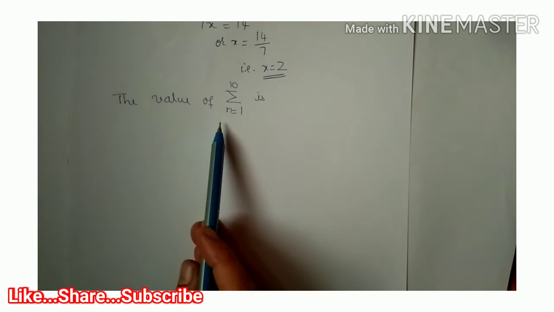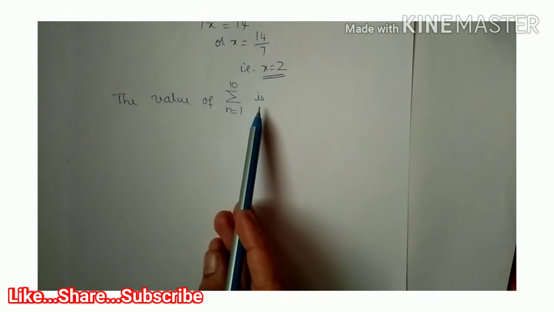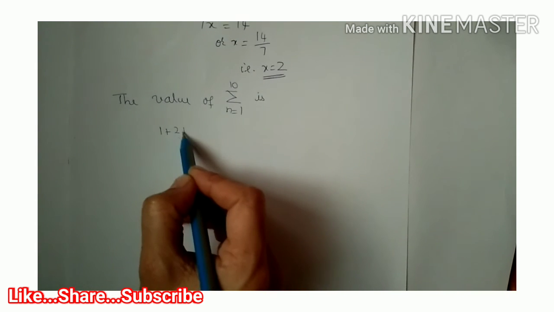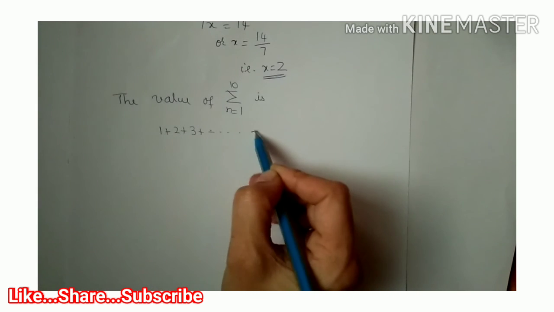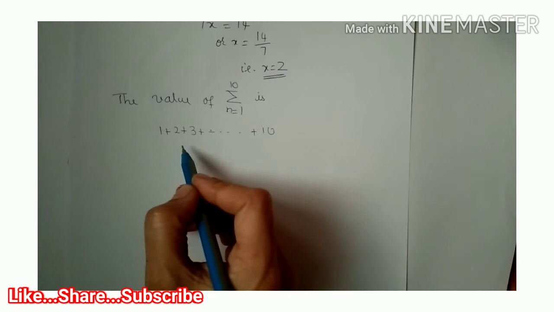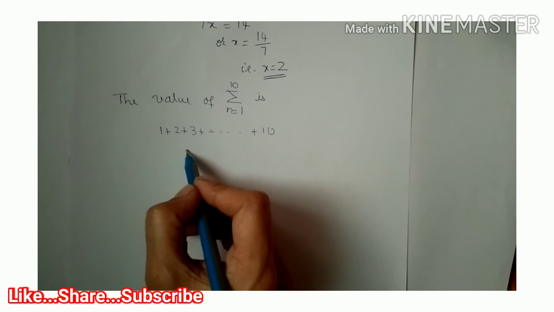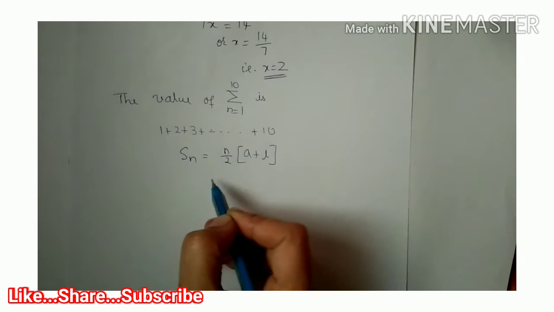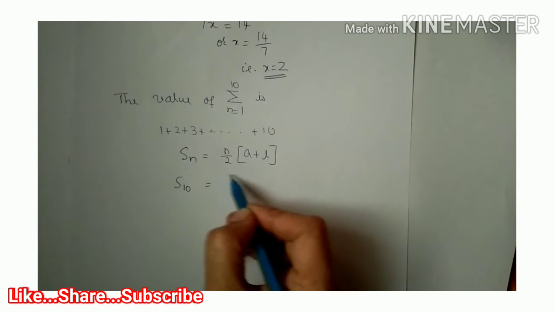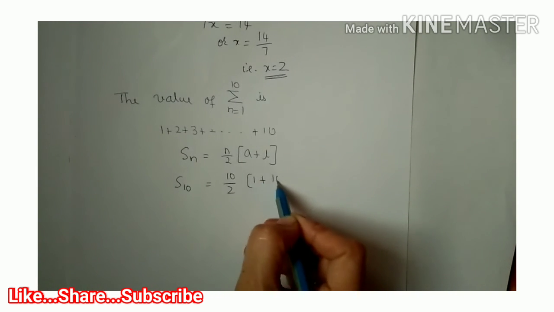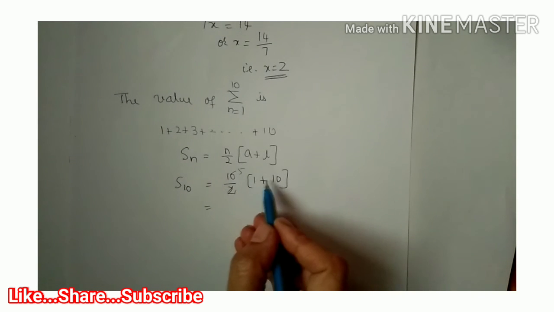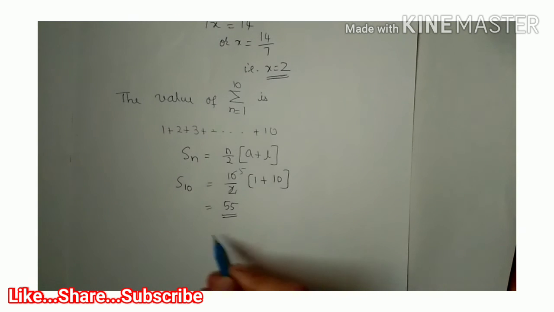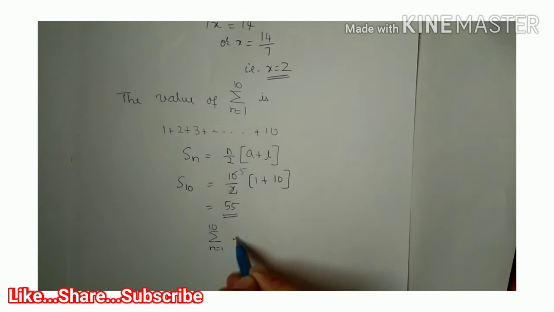Next example, the value of summation n is equal to 1 to 10, that is 1 plus 2 plus 3 up to 10 terms. Here we need to find S10. Using the formula Sn is equal to n by 2 times (first term plus last term), S10 is equal to 10 by 2 into (1 plus 10). 5 elevens are 55. Therefore, the value of summation n from 1 to 10 is 55.